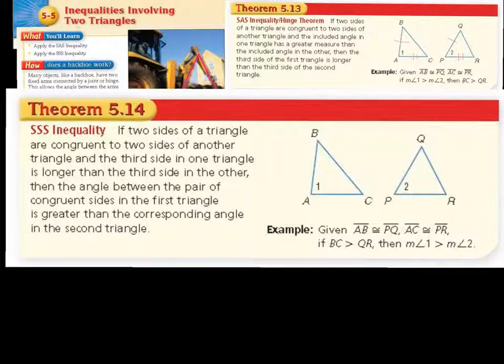If two sides of a triangle are congruent to two sides of another triangle, and the third side in one triangle is longer than the third side in the other, then the angle between the pair of congruent sides of the first triangle is greater than the corresponding angle in the second. So, looking at our diagram, if AB is congruent to PQ, and AC is congruent to PR, and if BC is greater in length than QR, then the measure of angle 1 must be greater than the measure of angle 2.